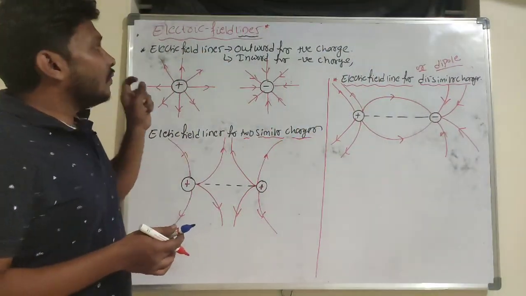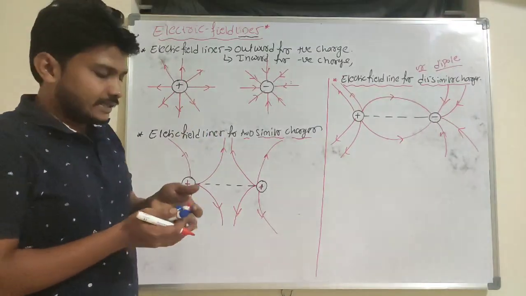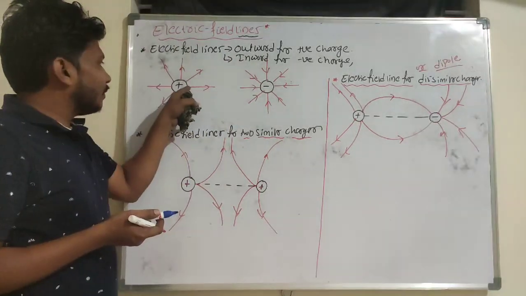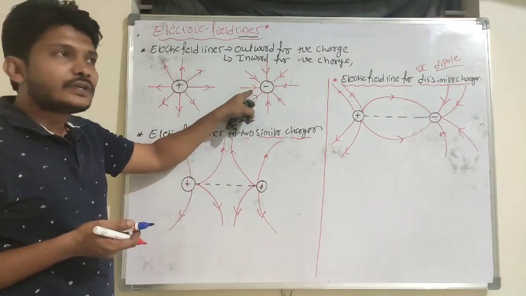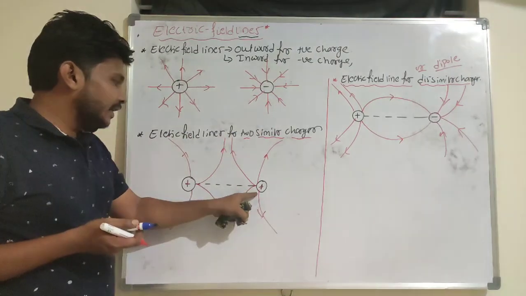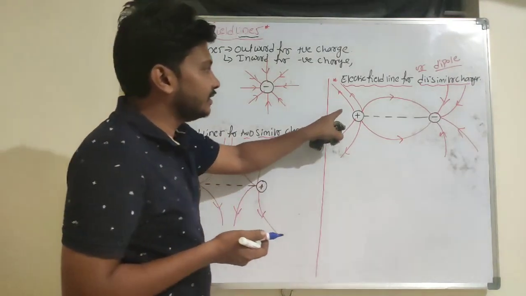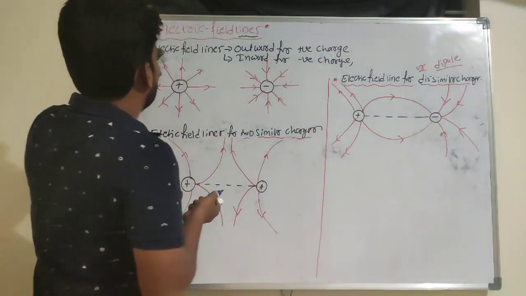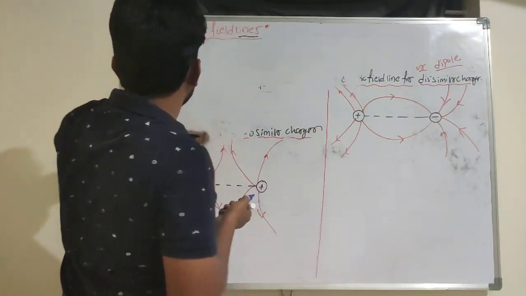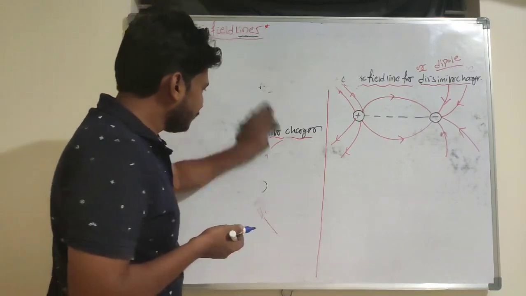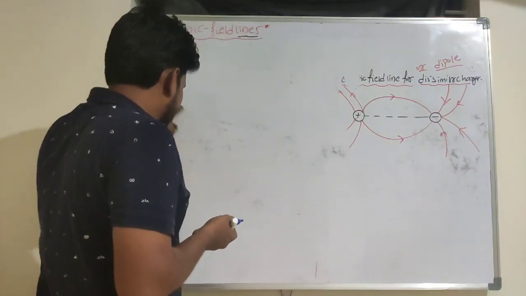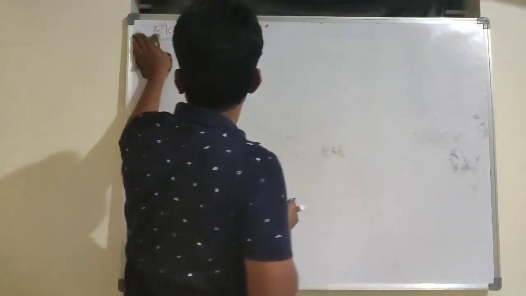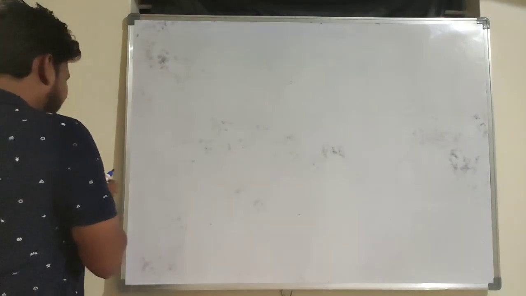Now we'll consider what the properties of these electric field lines are. Hope you understood these points. Positive charge outward, and for the negative charge inward direction. So these are the electric field lines for the similar charges, and these are the electric field lines for the dissimilar charges or dipole. Now we'll look at the characteristics, the properties of electric field lines. What are the electric field line properties?